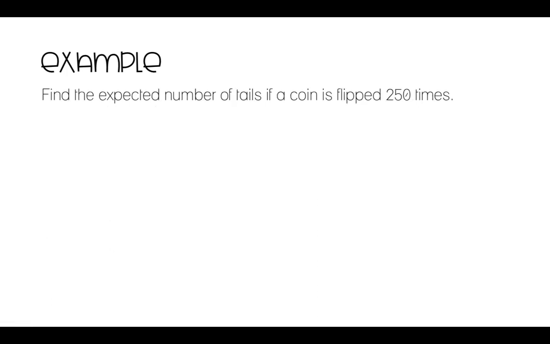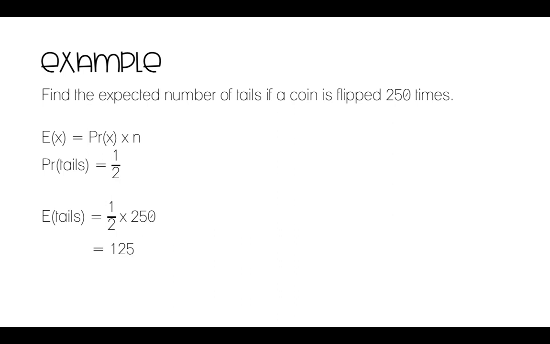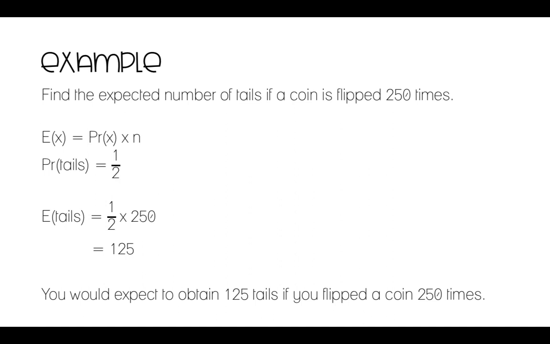Okay, let's find the expected number of tails if a coin is flipped 250 times. So expected number means we use the probability times n. So the probability would be, well, there's one chance of us getting a tail every time we flip a coin out of two possible outcomes. So the probability of tails is 1/2. And so the expected number of tails would be 1/2 times 250, which would give us 125. So what we're saying here is we expect to obtain 125 tails if you flipped a coin 250 times.